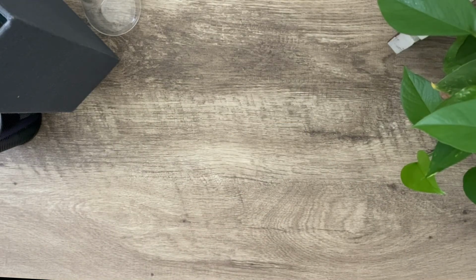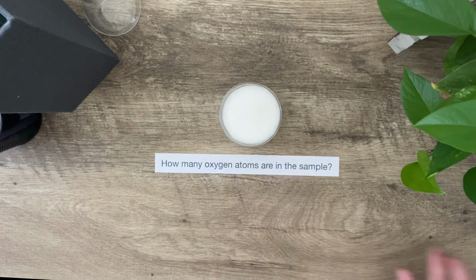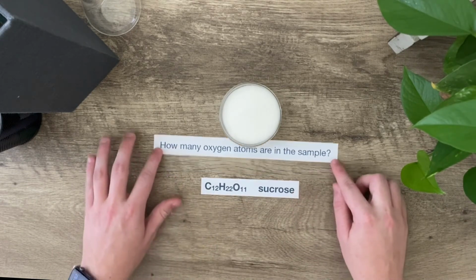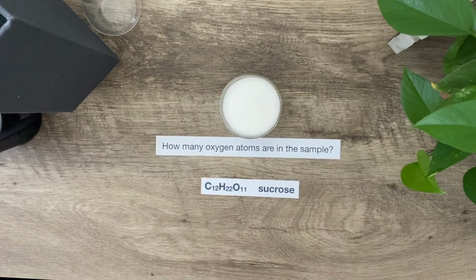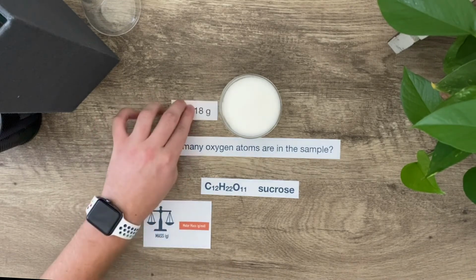We started by asking this sample of sugar, how many oxygen atoms are there? Now, you don't know this, but sugar, that chemical formula is sucrose, meaning C12H22O11. Now, my question is, how many oxygen atoms? In order to do this, we have to use that same conversion, that full mole conversion. We're starting with a mass. I measured it. It's 109.18 grams.